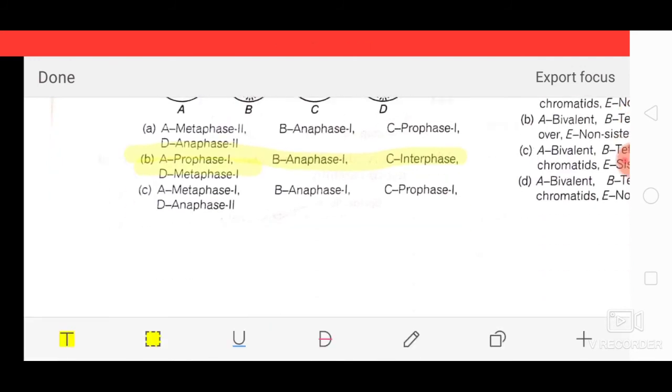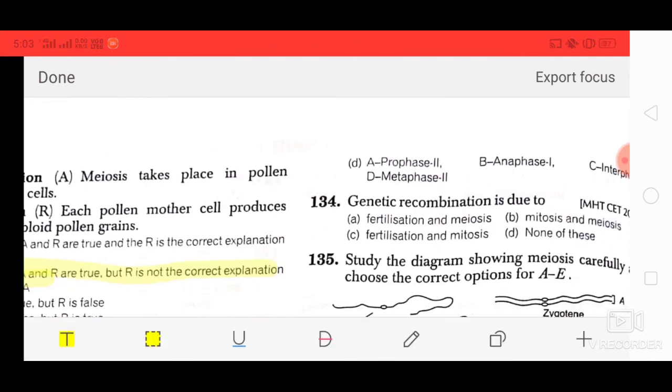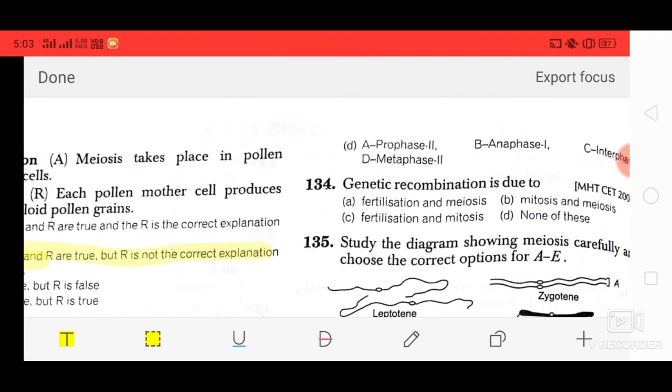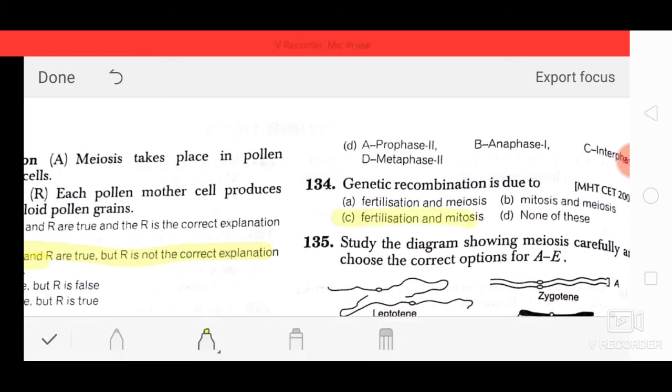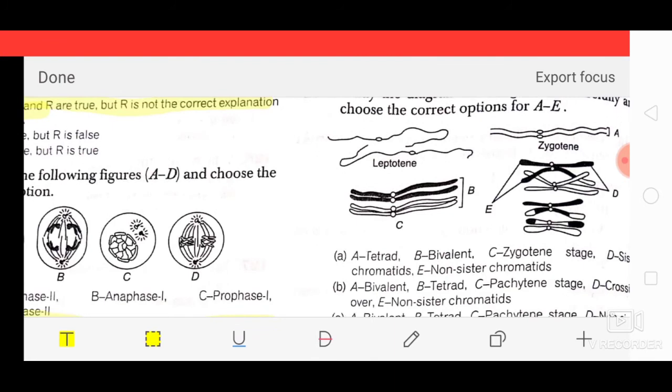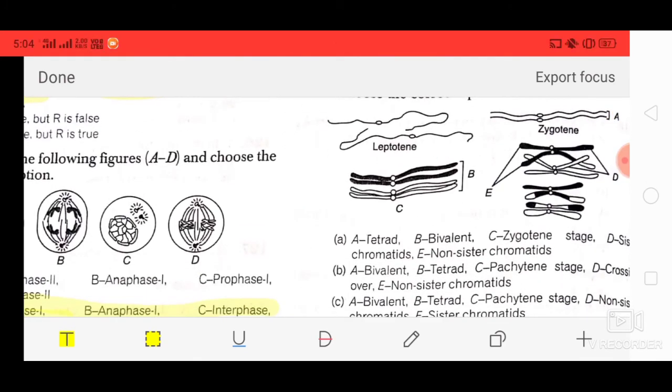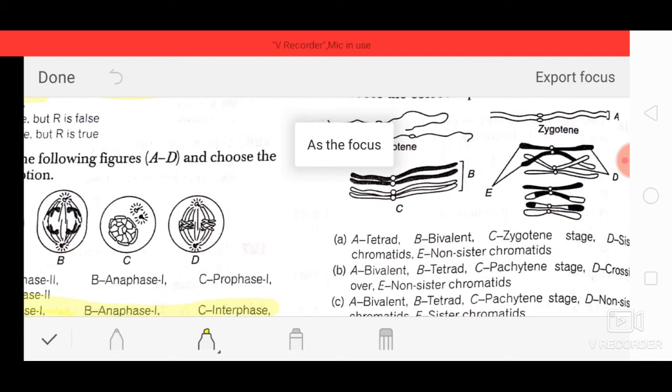Okay, next is genetic recombination is due to, it is a past year problem. Okay, and the options are A fertilization, B meiosis, C mitosis and meiosis, D fertilization and mitosis. And the correct answer of this question is option number C. Next is study the diagram. डायग्राम देख के हमको फिर से वो स्ट्रक्चर का कैरेक्टरिस्टिक्स बताना है. Okay, and the correct answer of this question is option number A, that is A is tetrad, B is bivalent, C is zygotene stage, D is sister chromatid, and E is non-sister chromatids.